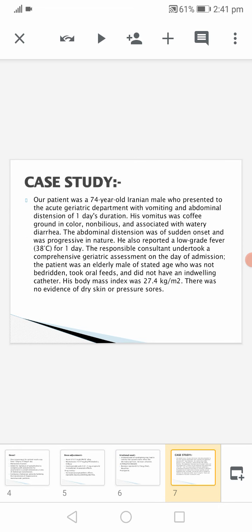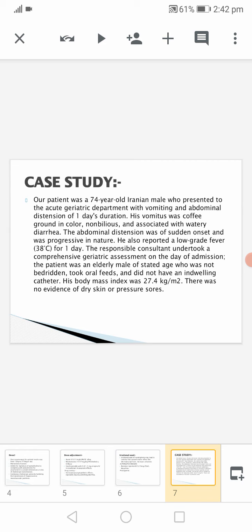Now here we discuss a case study. Our patient was a 74-year-old Iranian male who presented to the acute geriatric department with vomiting and abdominal distension of 1 day's duration. His vomitus was coffee ground in color, non-bilious, and associated with watery diarrhea.